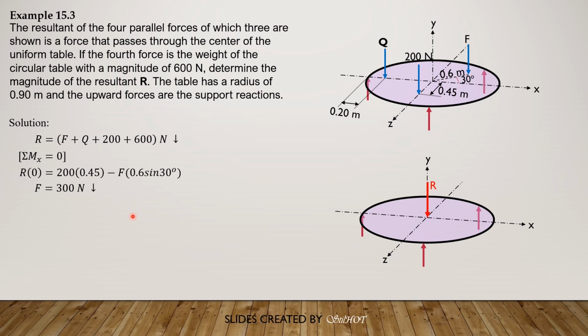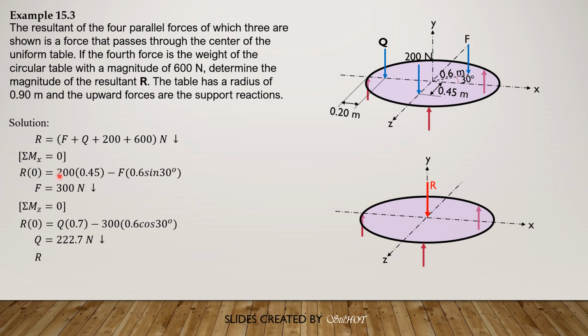Similarly, summation of moments about the z-axis equals 0. So the moment of the resultant is also 0. So Q times 0.7, then we don't care about 200 and 600, the weight of the table, because their moment arms are 0. They act on the z-axis. Then minus F times 0.6 cosine 30. So Q times 0.7 minus 300, F as solved in this problem, times the moment arm 0.6 cosine 30. So we can now solve for Q. It is 222.7 newtons downward.